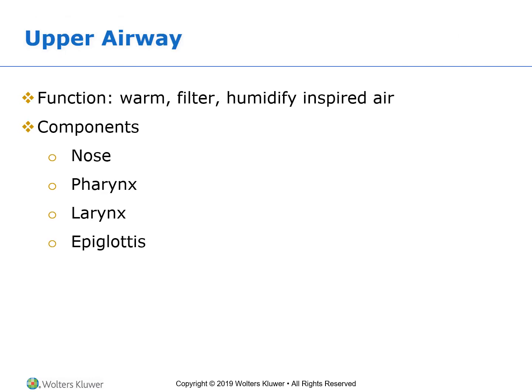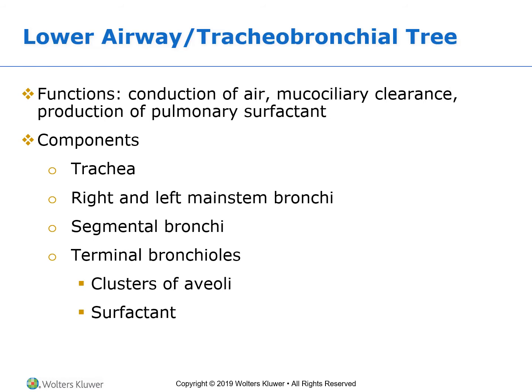Okay, the airway starts at the nose. It ends up at the bronchioles, the terminal bronchioles, and it helps us transport and exchange oxygen and carbon dioxide. It's divided into two parts, the upper and the lower. The upper consists of the nose, the pharynx, the larynx, and the epiglottis, and its job is to warm, filter, and humidify the air we breathe in. The lower airway is used to conduct air, help us clear mucus, and help us produce surfactant, which is essential for the lungs to function correctly.